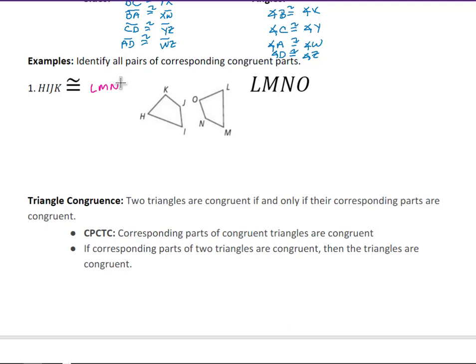For this example, HIJK is congruent to LMNO. That means that all the corresponding parts are congruent. H goes with L, I with M, J with N, K with O. Segment HI goes with LM. Segment IJ goes with MN. Segment JK goes with NO. Segment HK goes with LO.